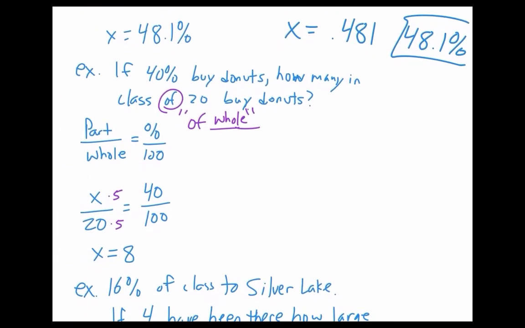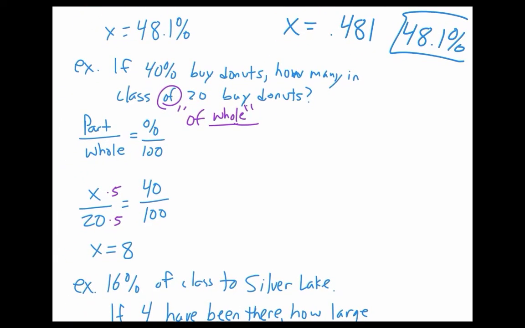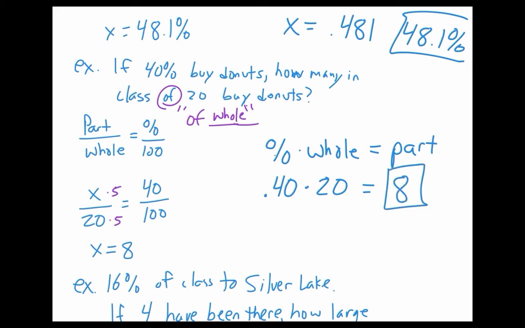Then the second one, if 40% of the class buy donuts, how many in a class of 20 buy donuts? Percent times the whole equals the part. So now we have 40%. In the percent, we need to put that in as 0.4. Or some people like seeing it 0.40 till they get a little bit more used to it, but 40% is 0.4. Of 20, the 20 then has to be the whole, because the word of, like we said above, means multiplication. So 0.4 times 20, if we punch that into our calculator in one step, it tells us the answer is 8. That 8 people buy your teacher donuts.